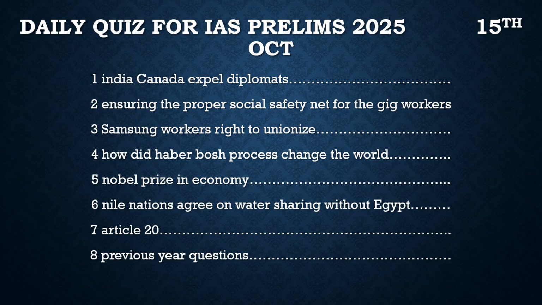With this, let's have a look at the topics from where we have taken today's questions. Let's get a brief about the context of the news, then we will try to solve the questions. Here, the first article which was in the news is about India-Canada expelling diplomats.